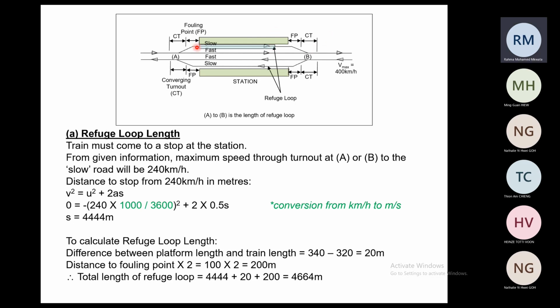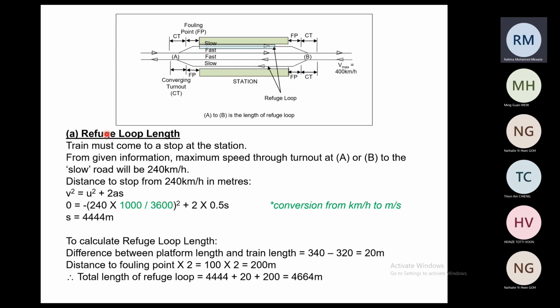I hope you're good with this explanation of the drawing or the setup. So the refuge loop is actually from A until the station, because this is the point where the train will come to a complete stop. If it enters here, it will slow down and come to a complete stop at the station.